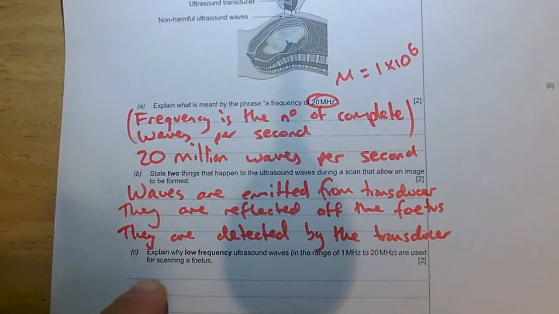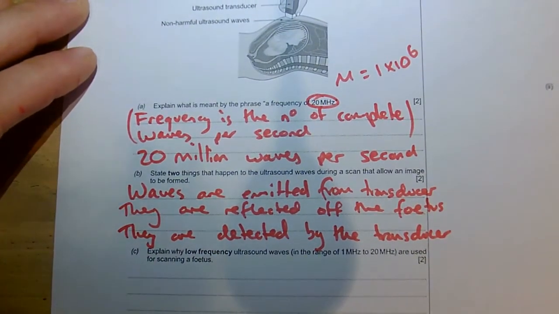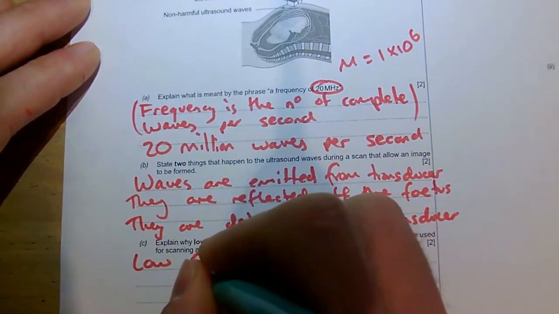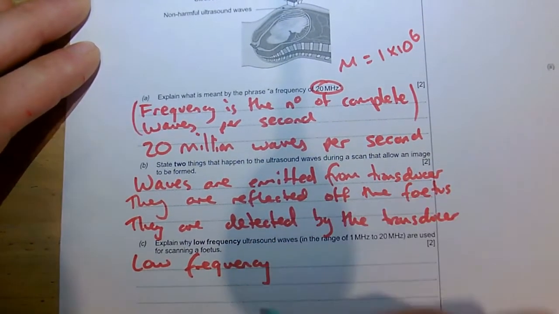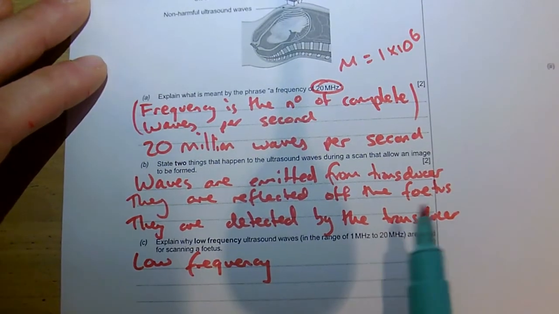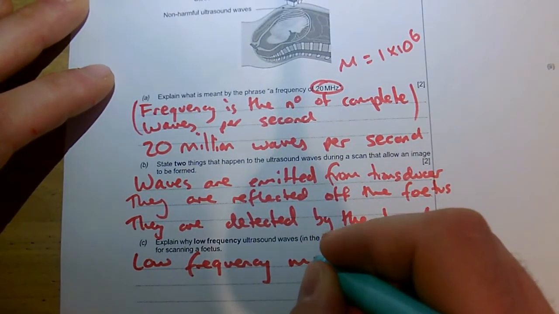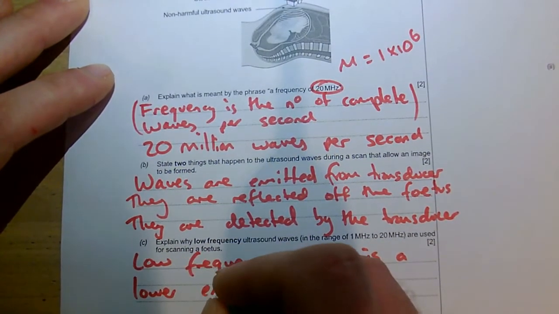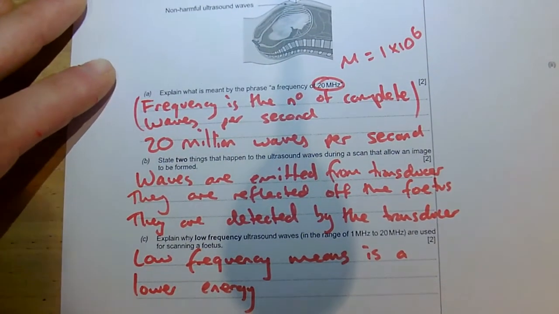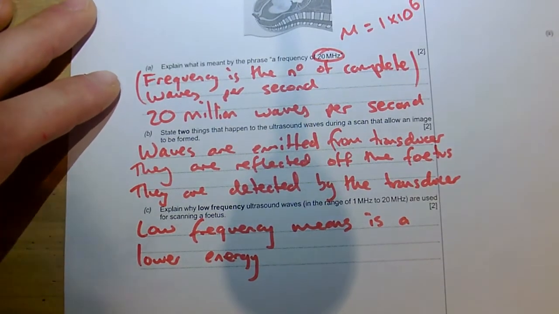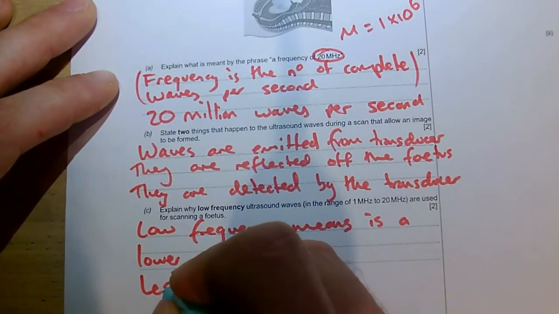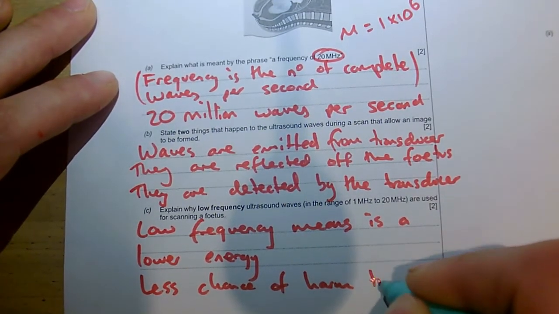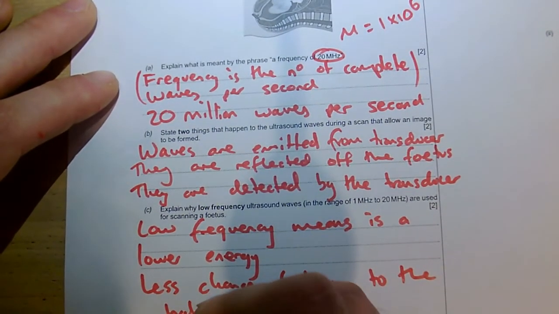Part C, slightly trickier question. Pause the video now and try this question. So a low frequency means there are fewer waves per second, fewer oscillations per second. So what this means is a lower energy wave. And a lower energy wave is good because there is less chance of harm to the baby.